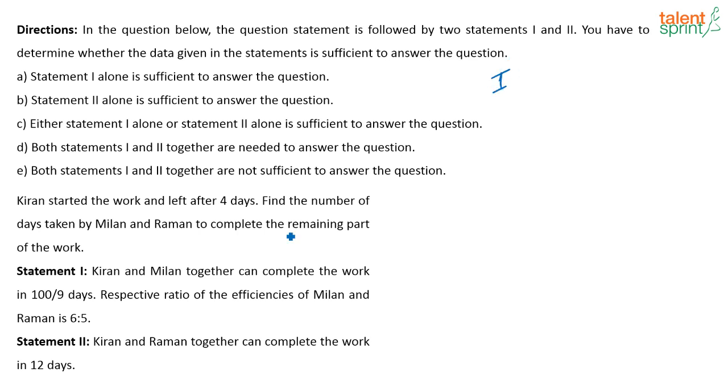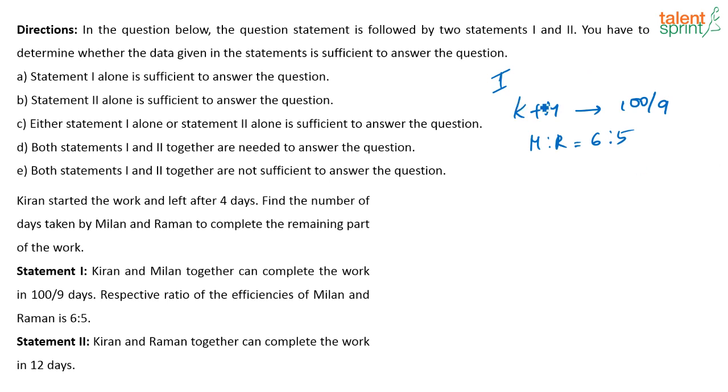The first statement says that Kiran and Milan together can complete a work in 100 by 9 days. So Kiran plus Milan, they are completing a work in 100 by 9 days, and the respective ratio of efficiencies of Milan and Raman is 6:5. Okay, so the efficiency of Milan and Raman is given as 6:5. Okay, now next. So using this statement, can I find out the answer?